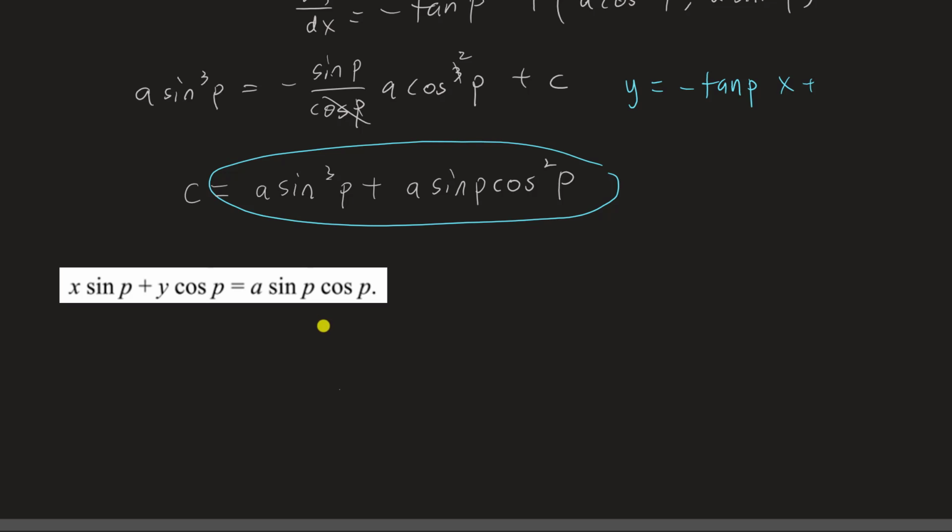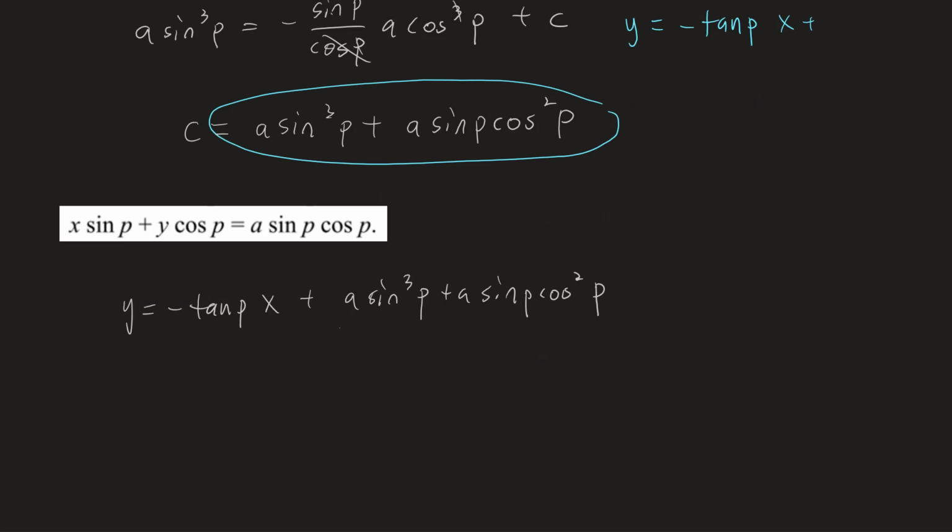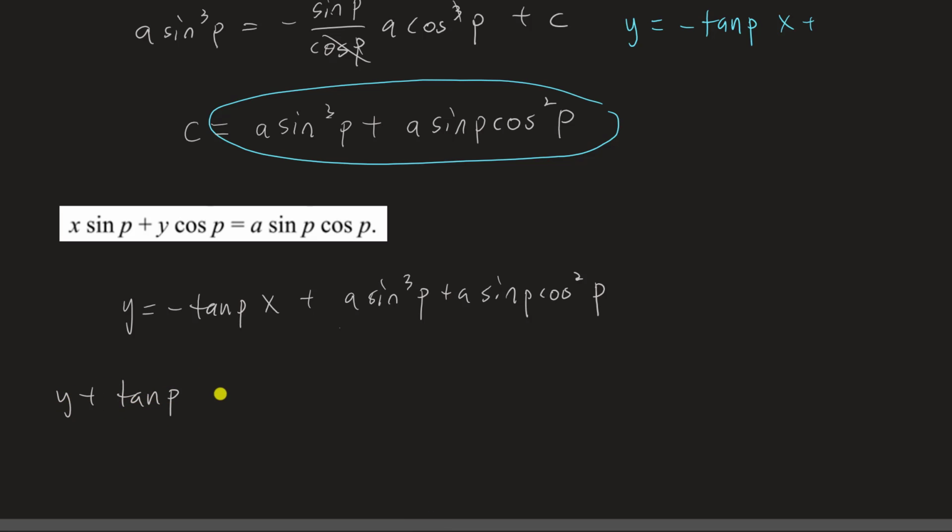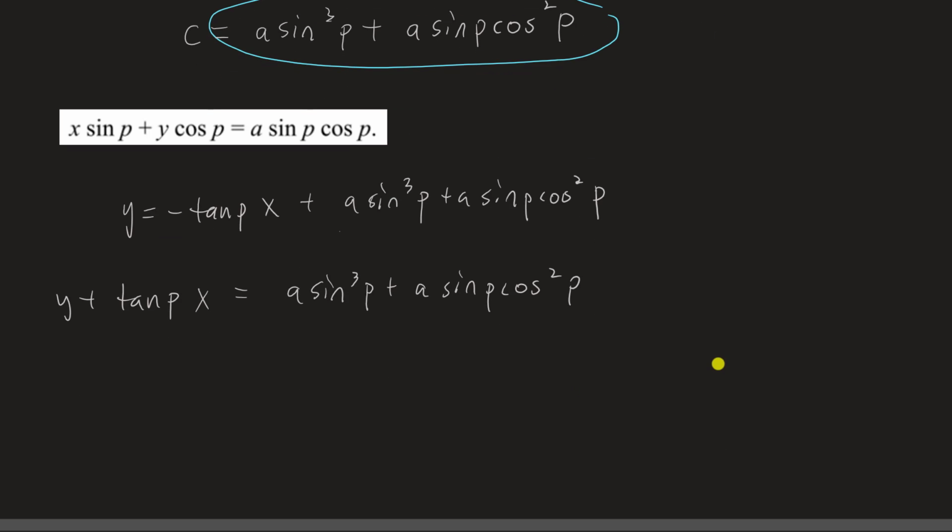This is the endpoint, what we have now, y equals to negative tangent p x plus a sine cube p, a sine p cos square p. I'm going to bring this over to the left hand side, so x and y lives happily on the left. Y plus tangent p x is equals to this whole string. Then multiply throughout by cosine, I will get this. Tangent times cosine gives you sine p. So this is x sine p. Multiply this whole thing by cosine.